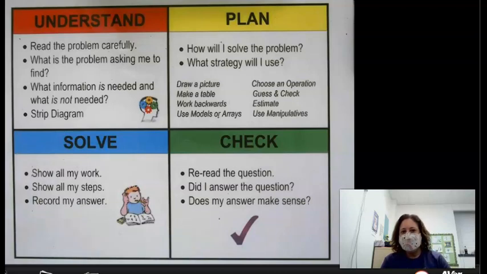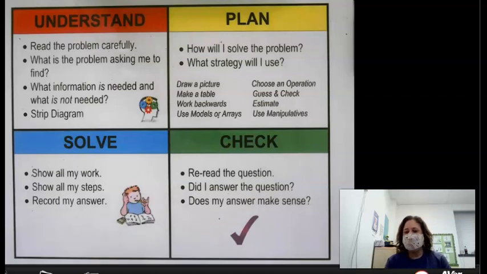All right, so we're going to go over the UPS check in more detail. So you know that you're going to put a big cross on your paper, and on the top left, you're going to write U for understand. And this is where you write down what you know. So you've read the problem more than once, you've read it very carefully, and you've figured out what the problem is asking you to find. So you're going to write down the question. Then you're also going to write down the information that you need. Okay, what do you need to solve this problem? You're going to draw a strip diagram. Okay, you need to draw a picture to show that you understand what's going on.